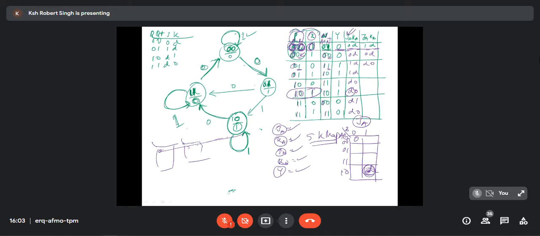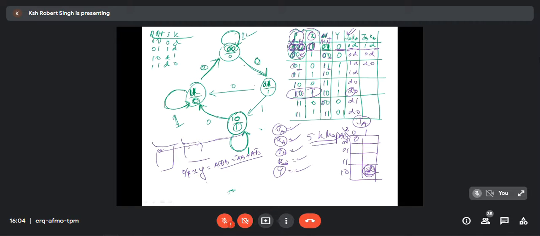What should be my F? F is equal to, okay, F means output. Okay, I'll write it here. Output, there is nothing but Y, for example, equal to A XOR B. The answer is A XOR B. That is nothing but A bar B plus A B bar. That is the meaning. Okay, this is the expression for Y.